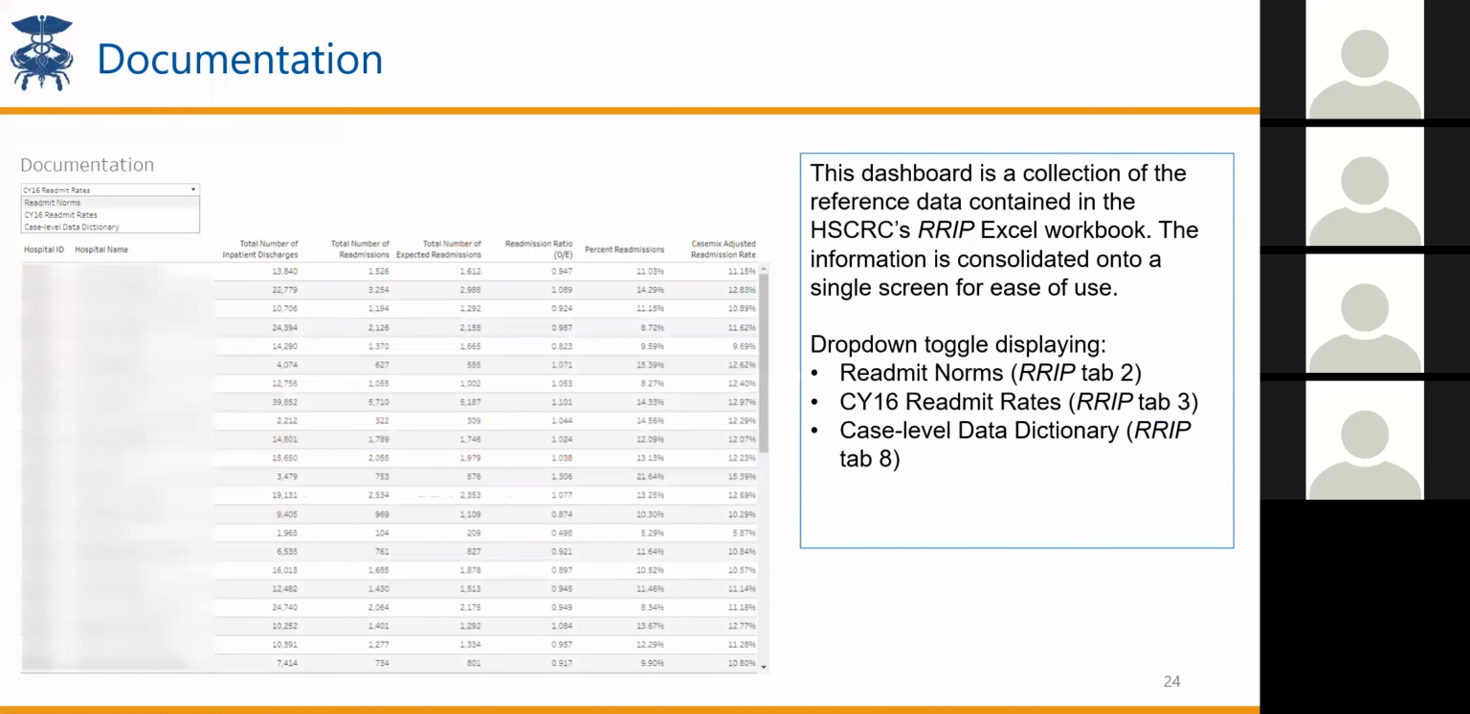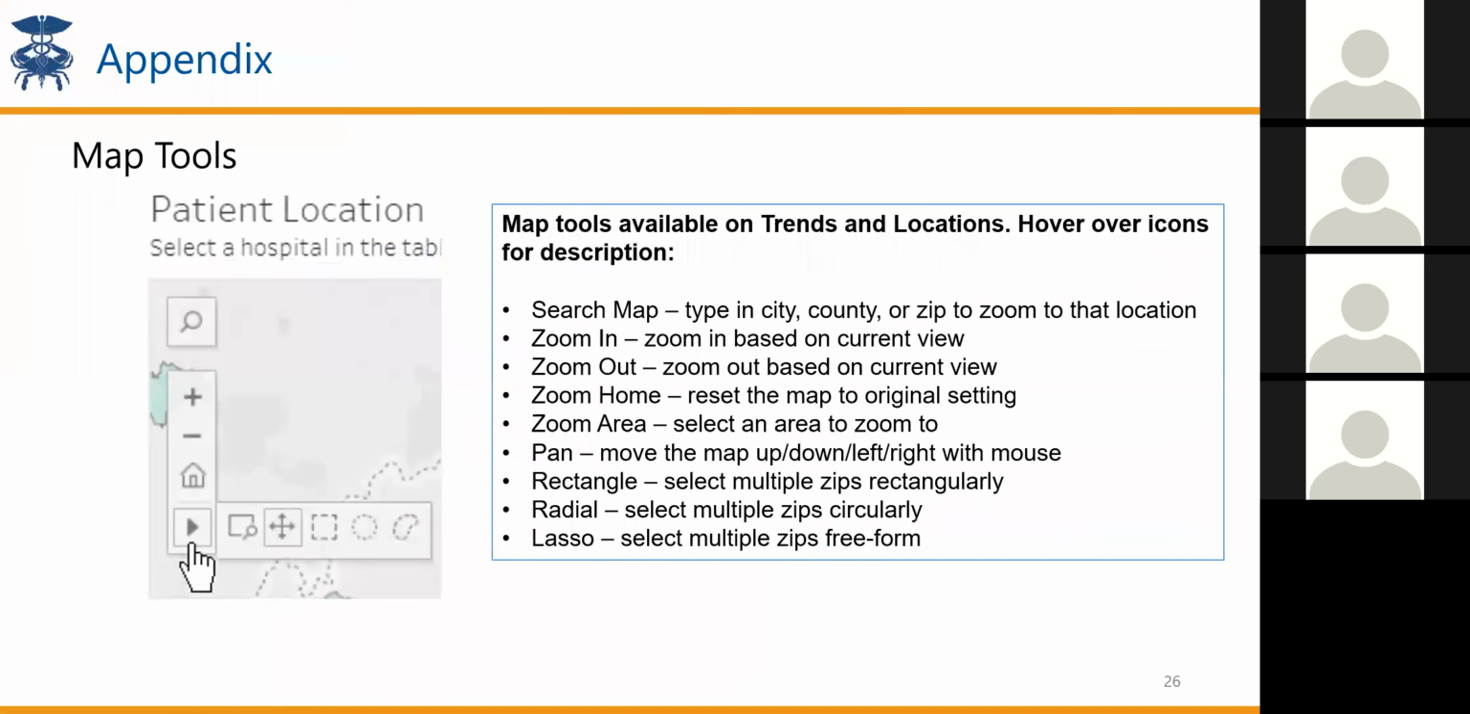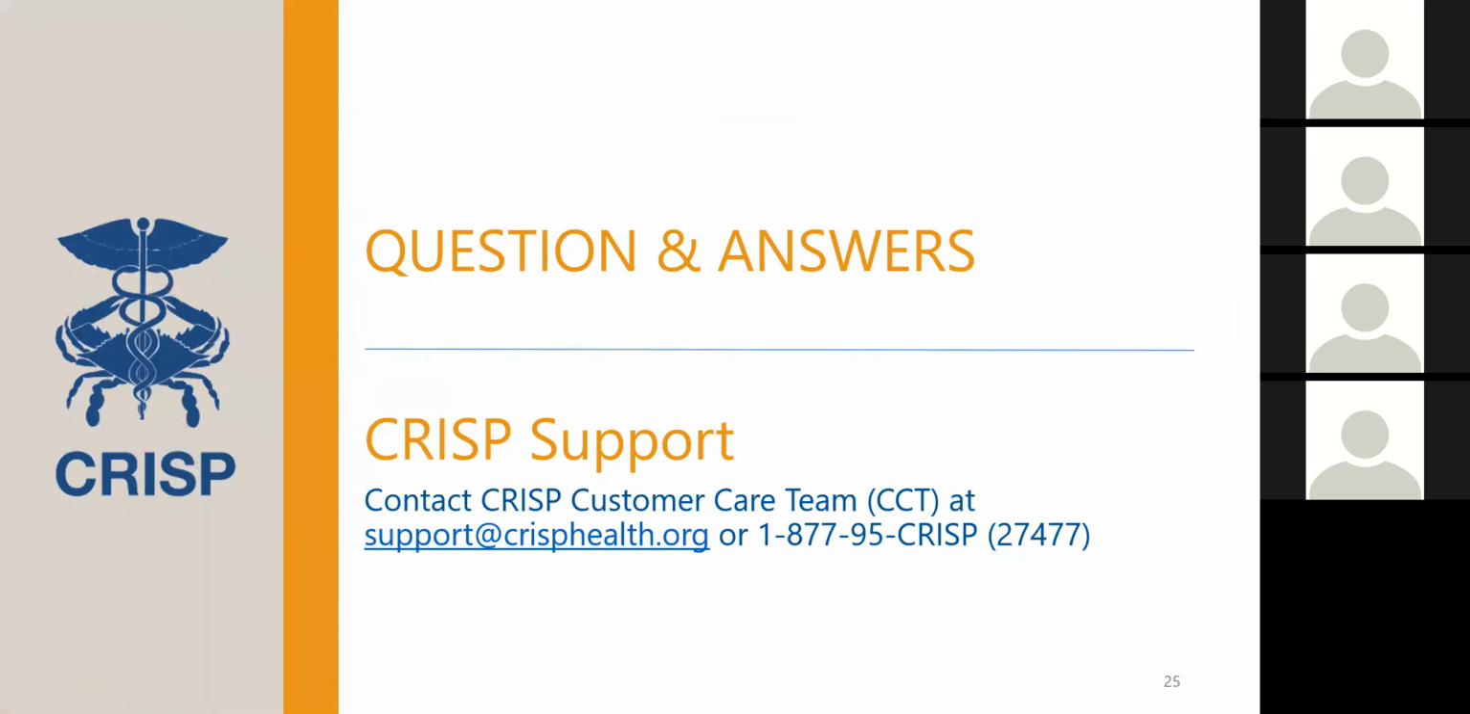So that ties up the presentation. We had scheduled an hour for this session, and it looks like I got through this much quicker than I had hoped. I have an appendix with the slide deck, which we'll send out to everyone that joined the call today with some of the map tools that you can use on the trends and locations report. And this is just like a Tableau function describing each of the different ways to select the geographic areas.